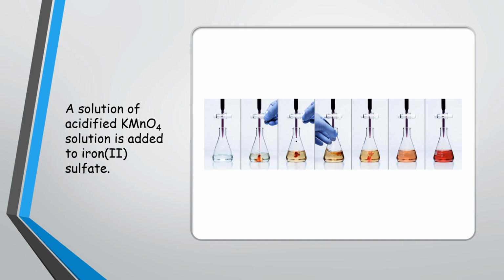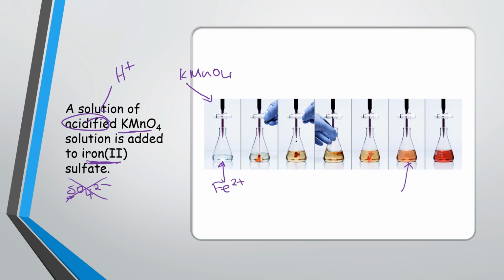So let's look at another example. In this example, what we have is acidified potassium permanganate. Remember, acidified means it's got hydrogen ions present. And we're going to add it to iron 2 sulfate solution. Now, the sulfate is in a very high oxidation number, the sulfur. So this is only a spectator. Now, what you can see happening here, here's our potassium permanganate. It's a very deep purple solution. Here's our iron 2, which is very pale green, and over time it goes to a reddy colour. That's because you're making iron 3 solution.